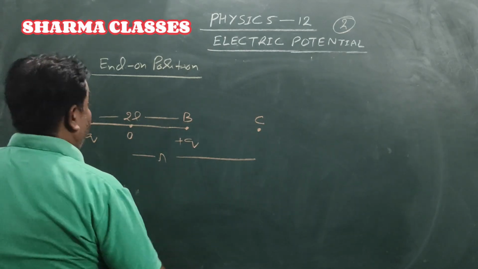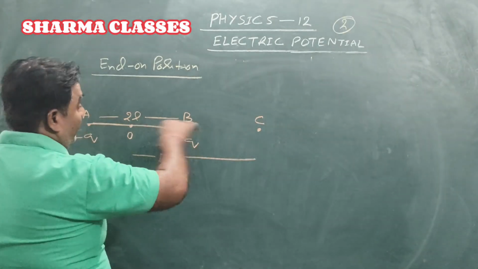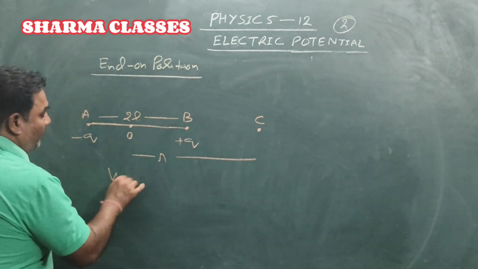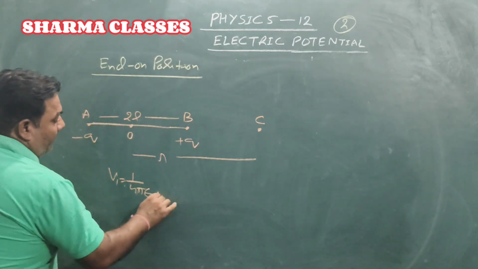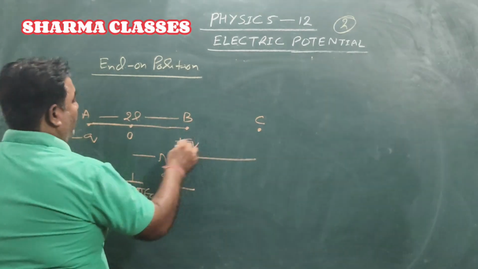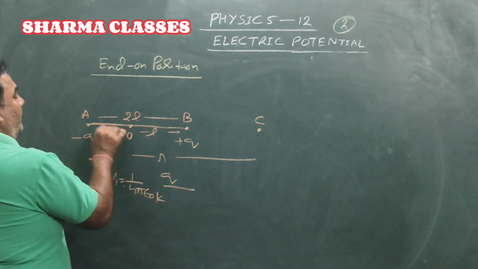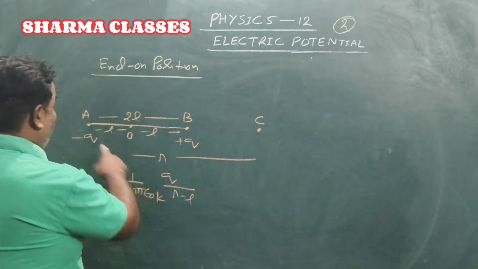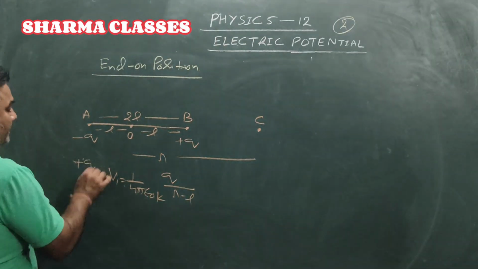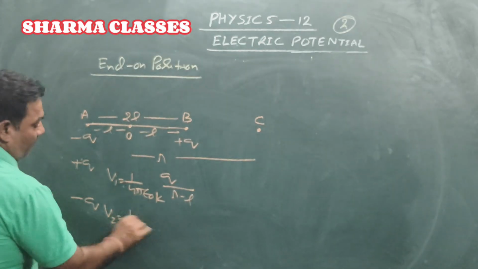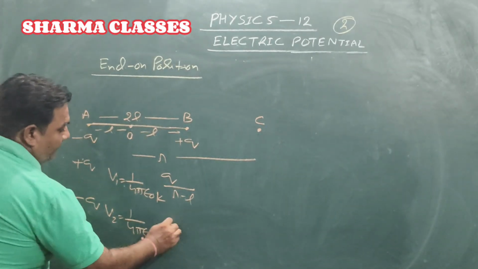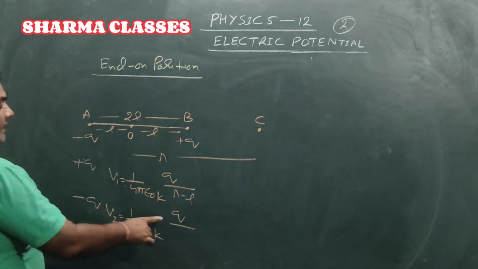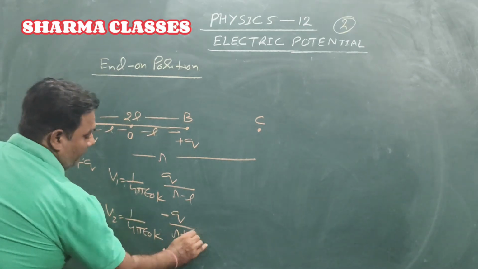First we know the formula for the electric potential at any point due to a point charge. First we find the potential at this point due to this charge. V1 is equal to 1 upon 4 pi epsilon naught K, Q upon R minus L. O is the middle point, that is why R minus L. Now the electric potential at point C due to plus Q charge. This is plus Q charge and this is minus Q charge. V2 is equal to 1 upon 4 pi epsilon naught K, Q upon R plus L. But since this is a negative charge, we have to take the sign of charge as minus Q upon R plus L. That is V1 and V2.